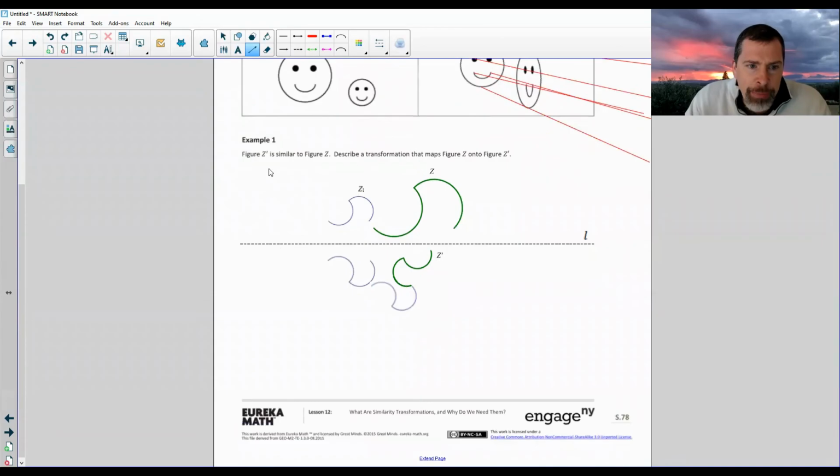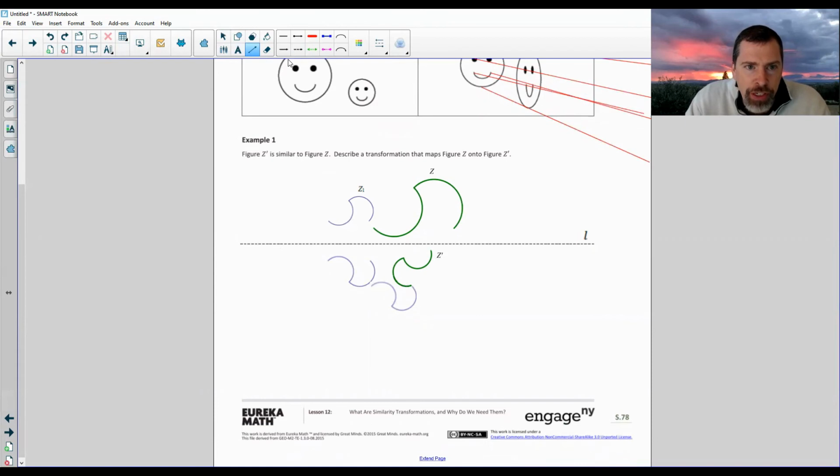So now we have example one. I've already begun it because it was a lot of work creating these pieces to get them to fit and line up. Anyway, here's example one. Figure Z prime, the green one down here, is similar to figure Z, this green one. Describe the transformation that maps Z onto Z prime.